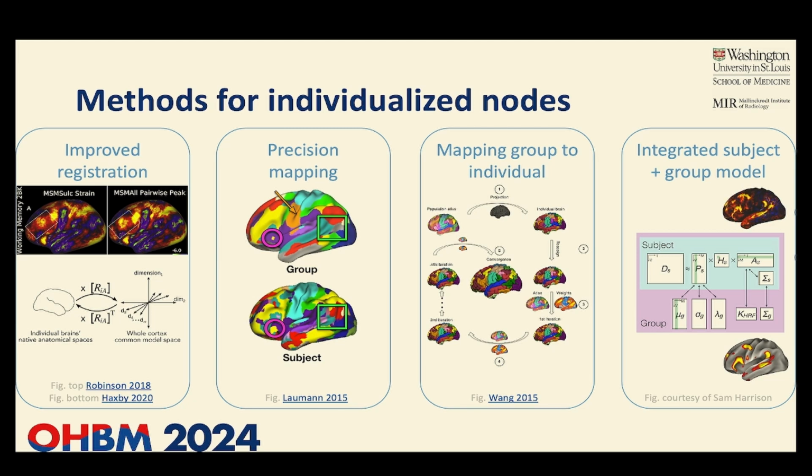So these are four big picture approaches that people have taken to look at this individualization. And I'm looking at individualized nodes. So this is very much focused on the boundaries or the spatial organization. I think Ruby this afternoon is going to talk more about individual differences and how to relate that to behavior and other aspects.